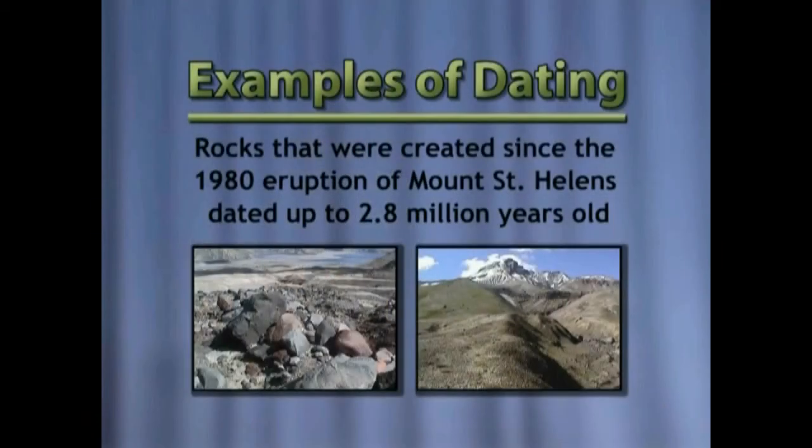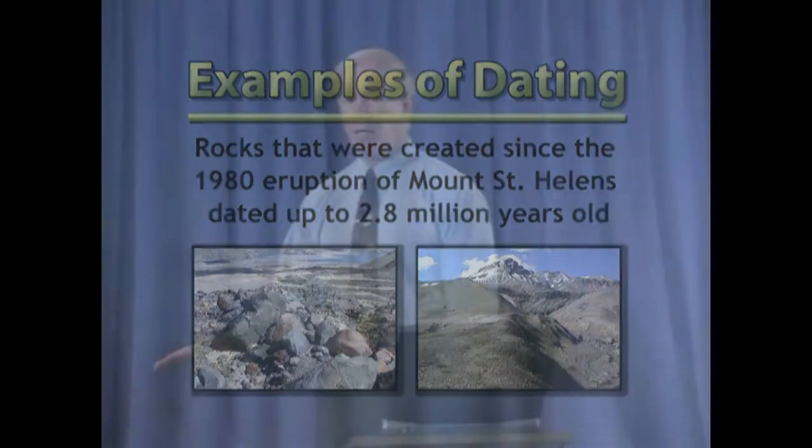Some more examples. Rocks that were created in the Mount St. Helens eruption in 1980 were dated up to 2.8 million years old. Clear evidence, we have observable evidence how old those rocks are. The dating doesn't appear to work very accurately. Let's look at some more.